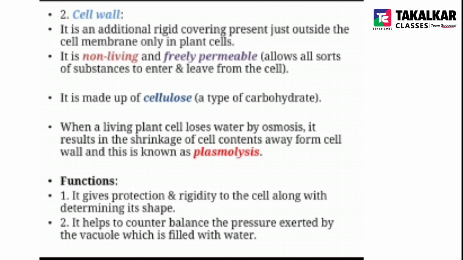Okay, now when we see these plant cells, if we talk about the cell wall, this cell wall is a non-living material. Why? Because it's nothing but a dead layer that has been surrounding and providing rigidity to the plant cell. Okay, so when a living plant cell loses water by osmosis, it results in shrinkage of the cell content.